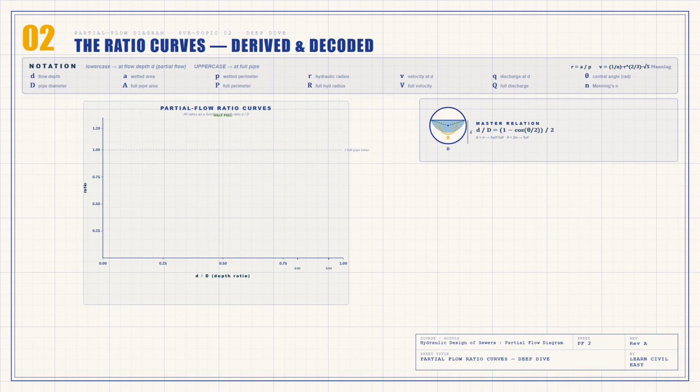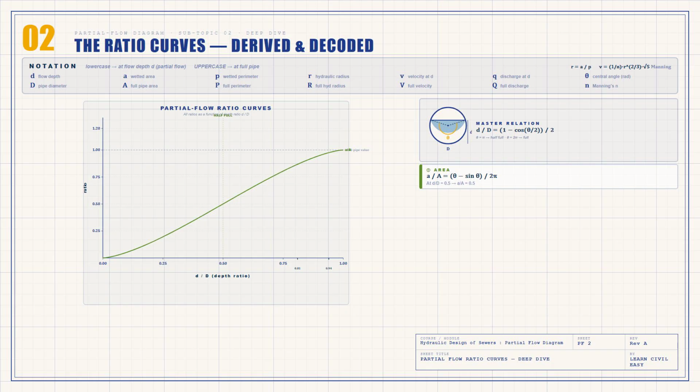The wetted portion subtends an angle theta at the center. Our master relationship is d divided by D equals (1 minus cosine theta by 2), all divided by 2. When theta is 180 degrees, the pipe is half full. When theta is 360 degrees, the pipe is full.